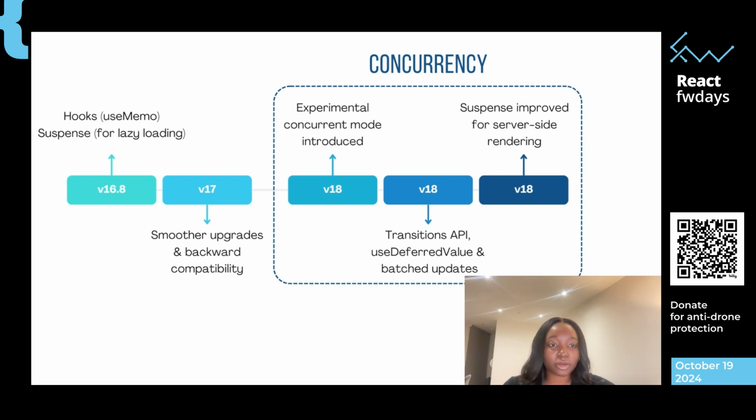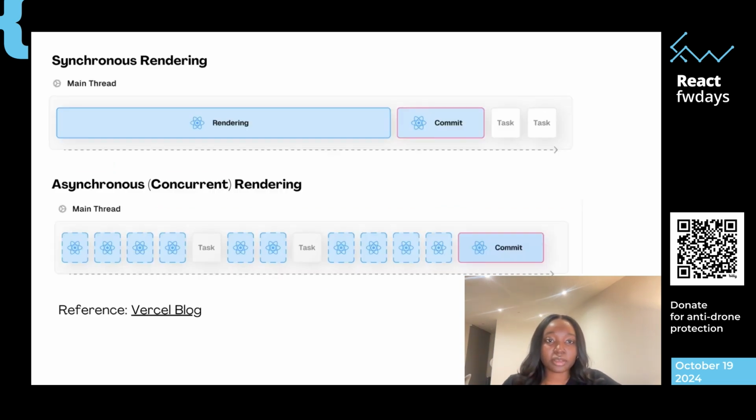Automatic batching, or batch updates, is basically React grouping multiple state updates into a single render, and thus reducing the amount of work that it has to do. In this version, React also improved Suspense, which means that Suspense is now supported for server-side rendering. And then the transitions API and useDeferredValue, which we're going to look at in a second. But essentially, this version was really major because it changed how we think about rendering in React. So again, this is the comparison between pre-version 18 and post-version 18.